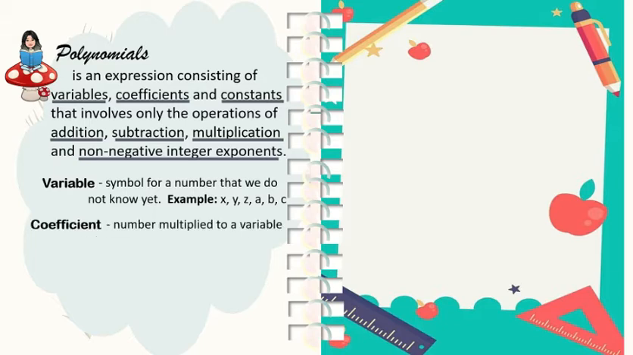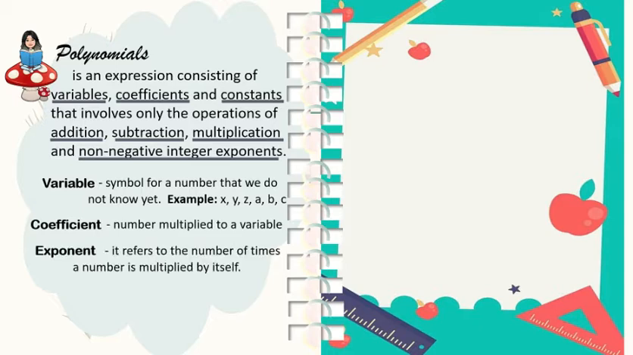Next, coefficient: a number multiplied to a variable. Exponent refers to the number of times a number is multiplied by itself. Constants are terms that have no variable.